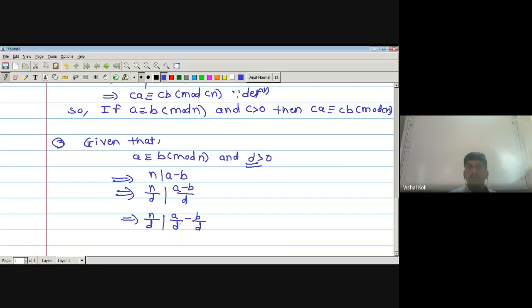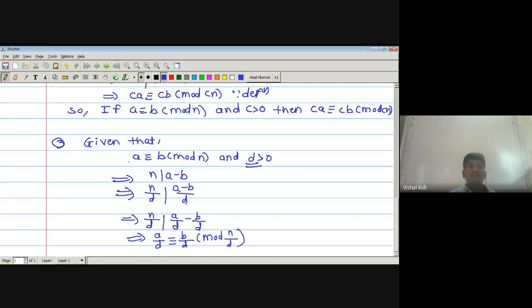Similarly for A upon D and B upon D, since A and B are divisible by D, they must be integers. Therefore, an integer n upon D divides the difference of the two integers A upon D and B upon D. As it divides the difference of these two integers, then from the definition of congruence, A upon D must be congruent to B upon D modulo n upon D.